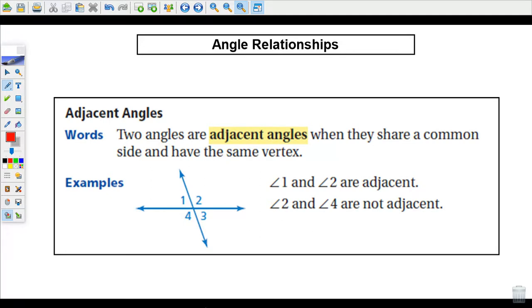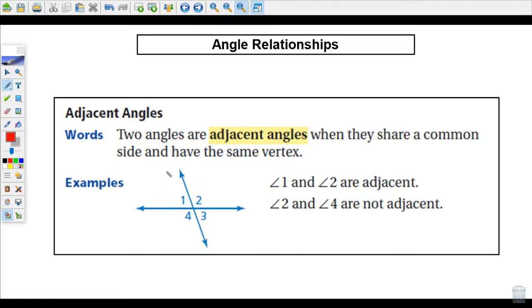So two angles are adjacent when they share a common side and have the same vertex. So in this picture, angle 1 and angle 2 are adjacent angles. Here's the common side that they share. The vertex is right here where these lines intersect. I like to think of these as neighbors. They're right next door to each other.